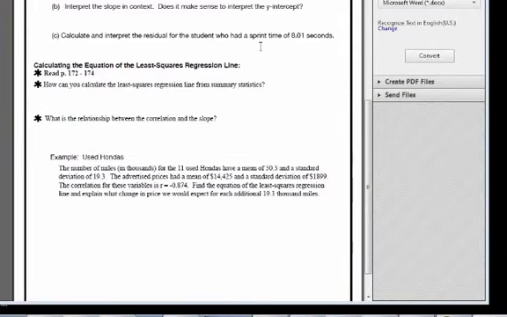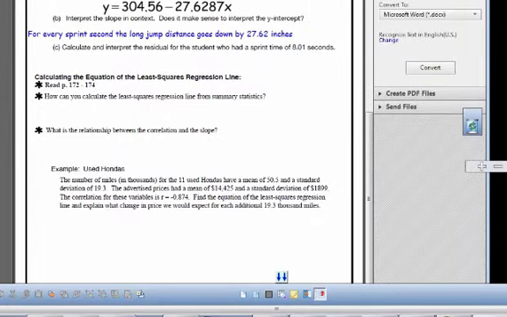Interpret the slope in context. For every sprint second, the long jump distance goes down by 27.6287 inches. Interpret the slope in context. Does it make sense to interpret the y-intercept?